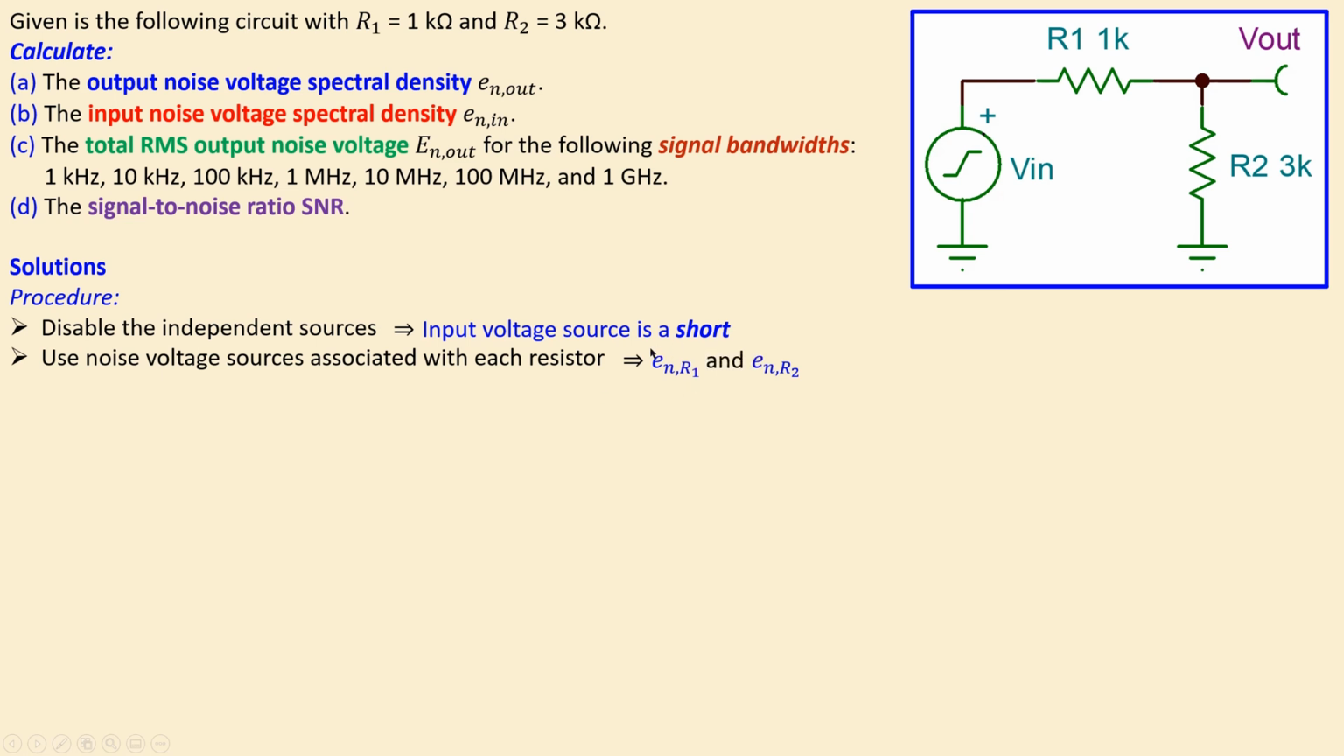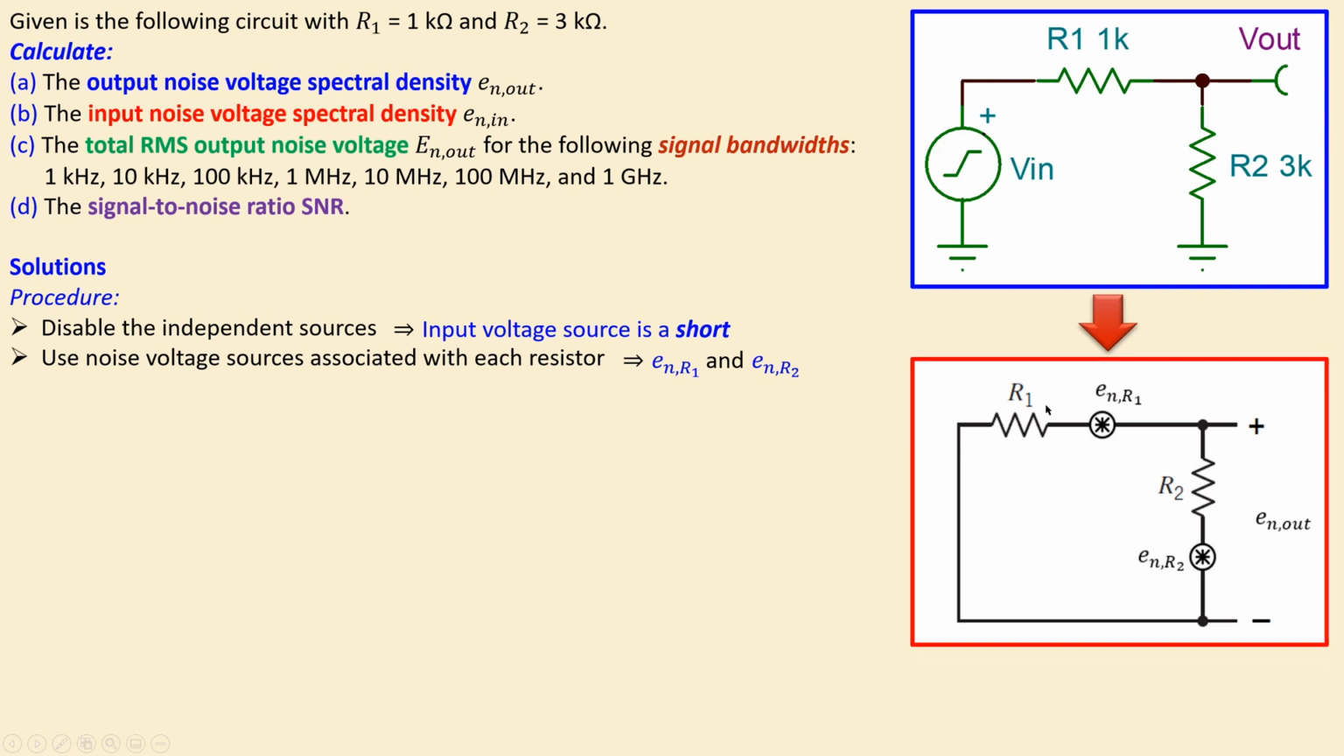And that is then given by these values. So we have E n of R1, which is the noise voltage spectral density specified by R1, and the noise spectral density of R2. If you now use these two elements in this circuit and then disable, of course, the input voltage, you will have this model. R1 is now a noiseless resistor, and this is the associated noise voltage spectral density. That's given by this.